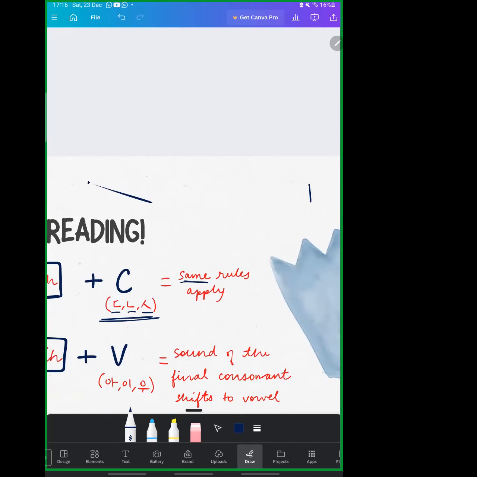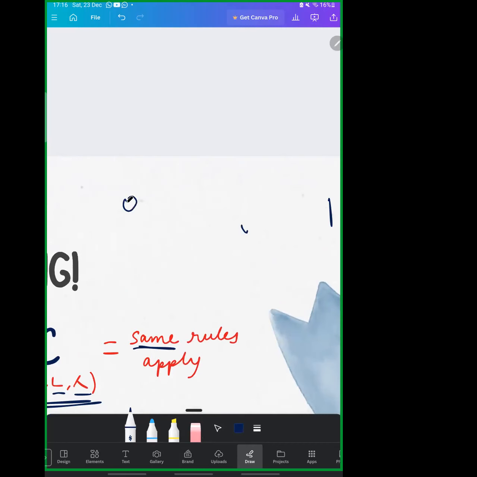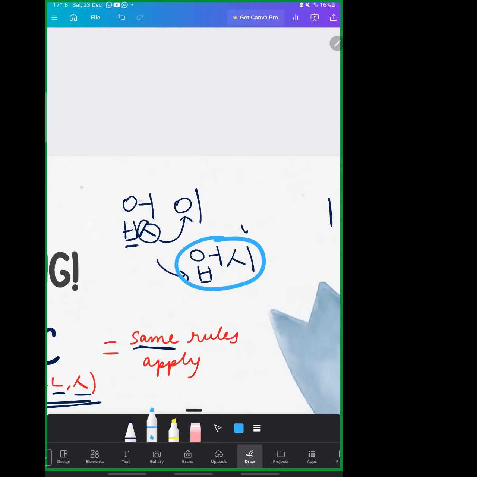But in the case of a double consonant, what happens? For example, this one. Now this is op. If this is followed by a vowel, only the second consonant's sound goes here. The first one remains there. So now if you had to pronounce it, the sound would be like this. And now this becomes opshi, opshi. Okay?